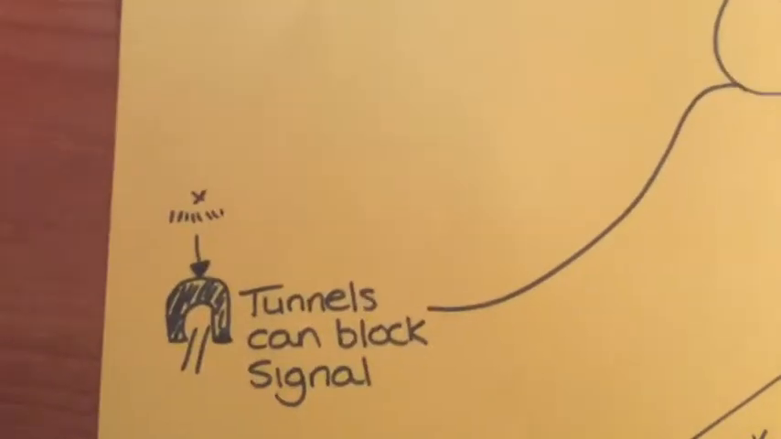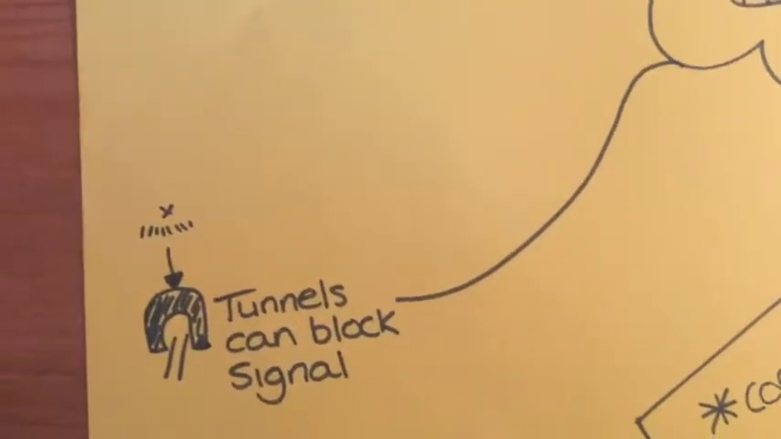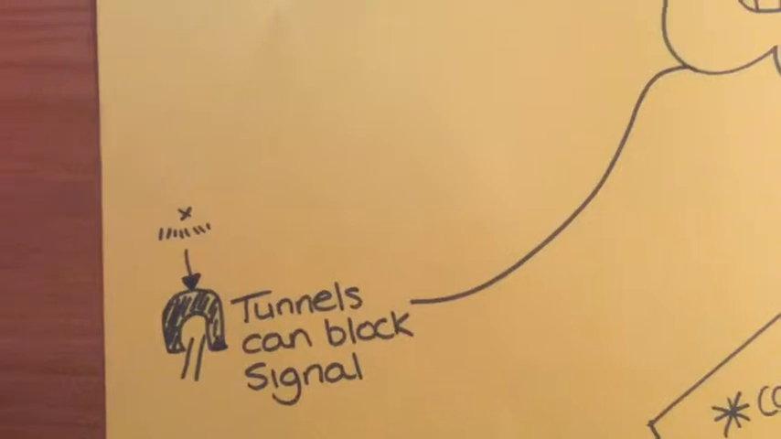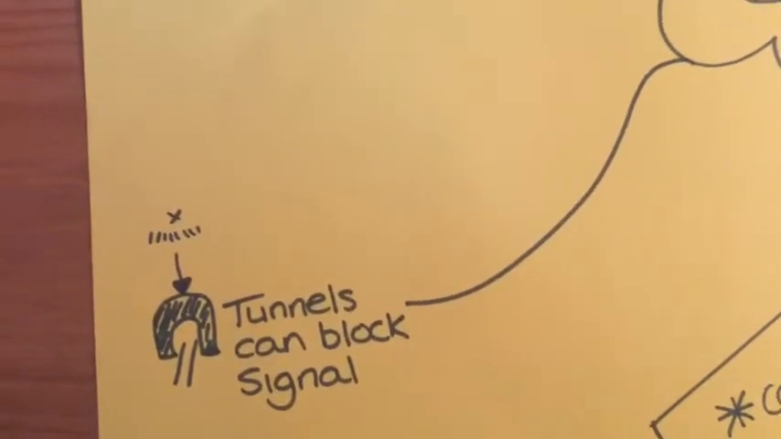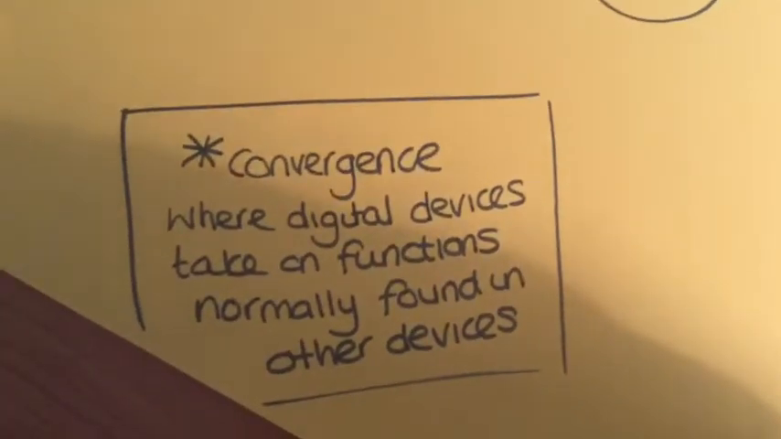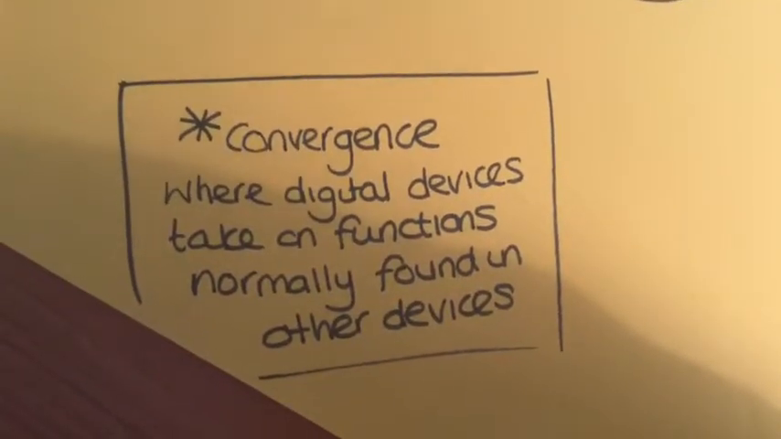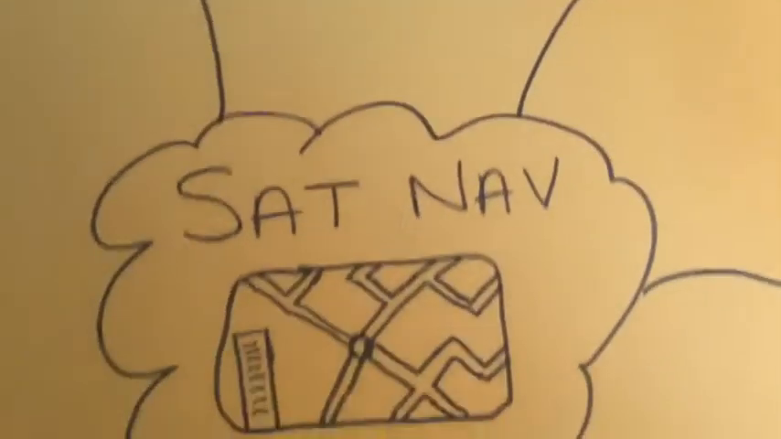Tunnels can block signals. So if, for example, you're driving along, got your sat-nav on, you go through a tunnel, and you might find that it loses its signal. The reason for this is because the signal cannot pass through the tunnel. Keyword to know is convergence, and this is where digital devices take on functions that are normally found in other devices, and we'll explore this in the next clip. So that's the information you need to know on sat-nav.